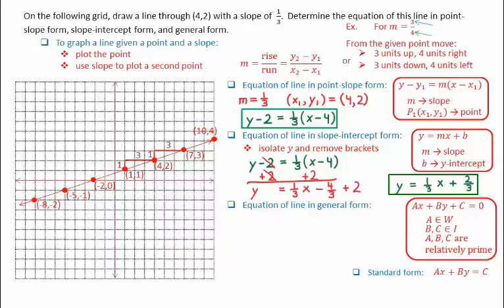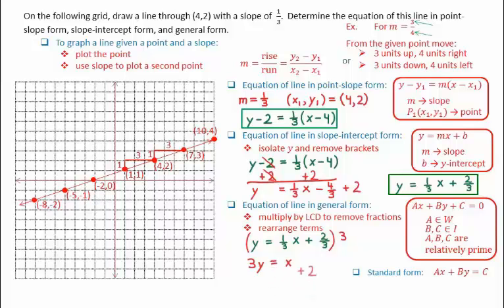To get the equation in general form, first remove the fractions by multiplying the entire equation by the least common denominator. Then arrange the terms, giving 0 on the right side of the equation. Starting here from slope-intercept form, we first multiply the entire equation by 3, the only denominator, and thus the lowest common denominator, to remove the fractions. This results in 3y equals x plus 2.